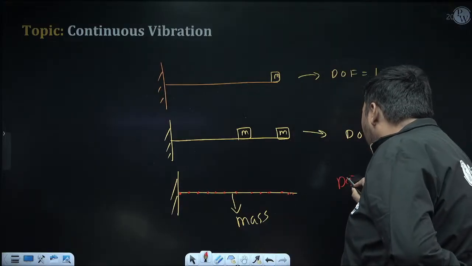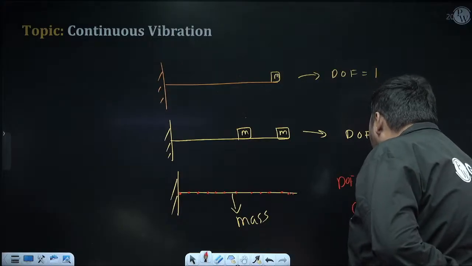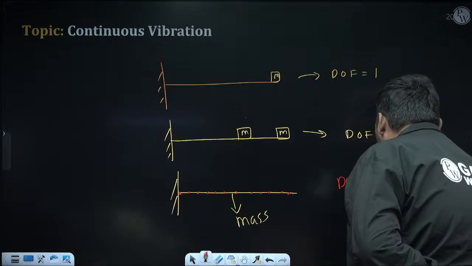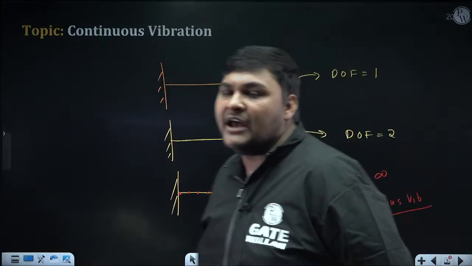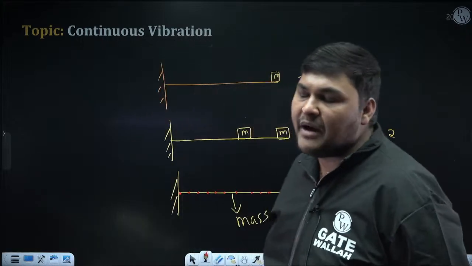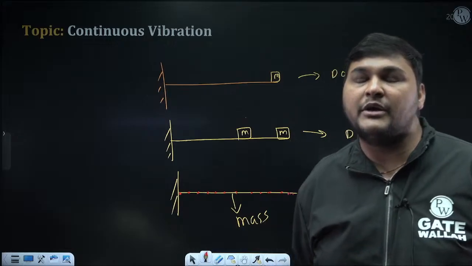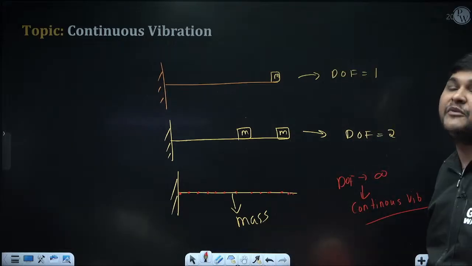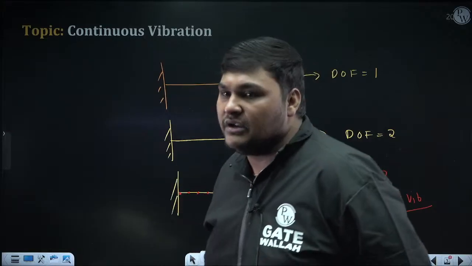And when for any vibratory system the degree of freedom is infinite, then the vibration of that structure is known as continuous vibration. So continuous vibration means the mass of this beam is distributed mass. So whatever vibration is occurring in this beam, it will have infinite degrees of freedom. Infinite degrees of freedom means it will have infinite frequencies. Then this vibration is known as continuous vibration.